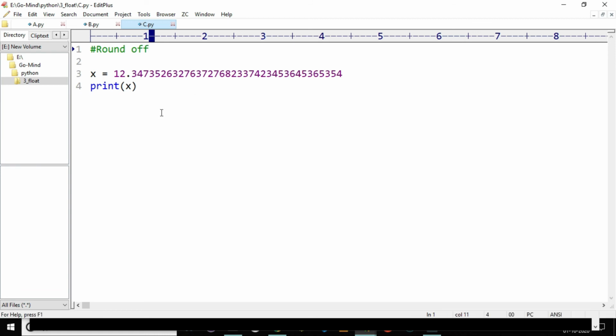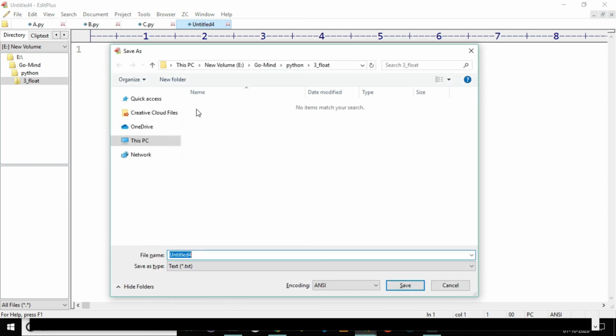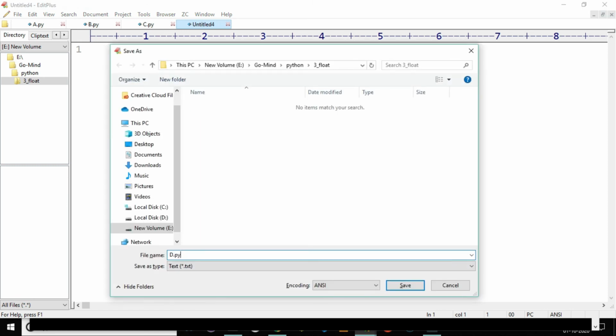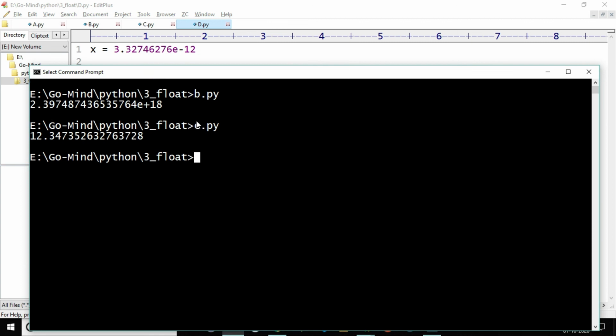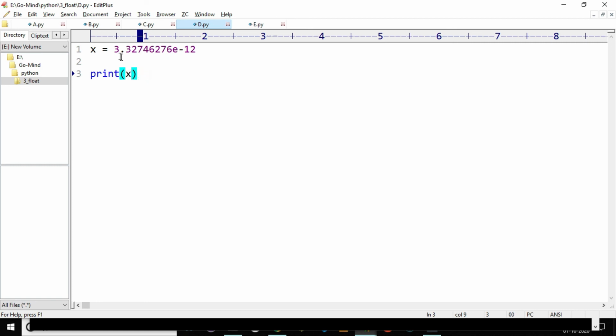Now the next example is scientific notation. Suppose we have a float value in scientific notation, e minus 12. Let's say print x. So let's see what will be printed. t.py. It is printed as it is. So this is the scientific notation.